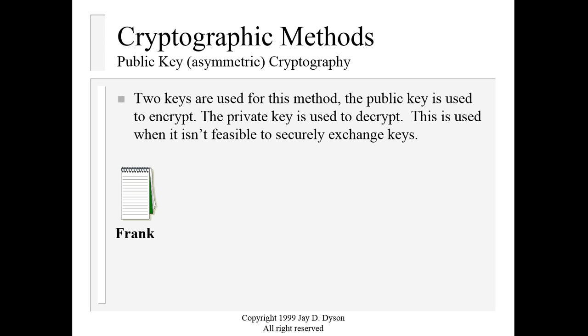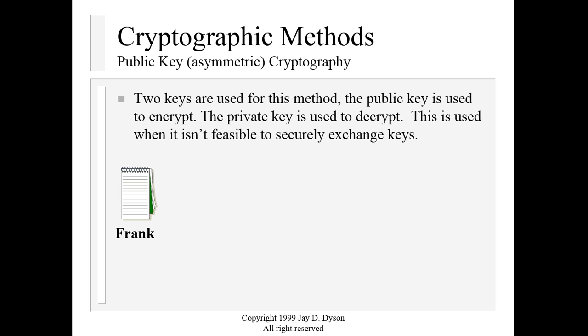For PGP, you're going to have two keys. You're going to have a public key and a private key. Your public key is used to encrypt your document, and your private key unencrypts it, or decrypts it. And this wasn't feasible when there were secure key exchanges.